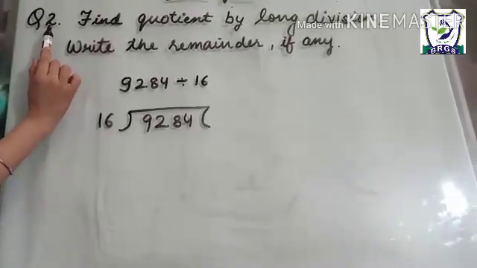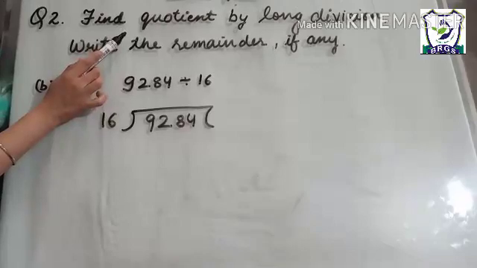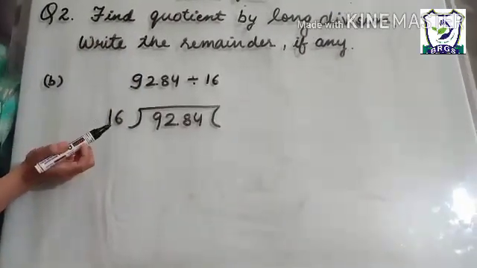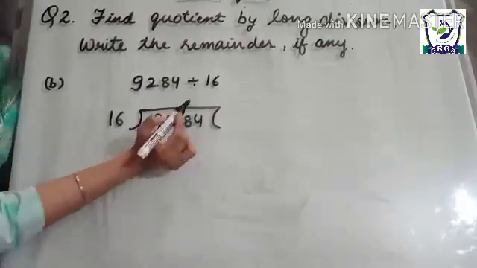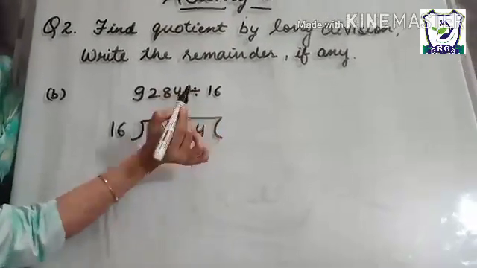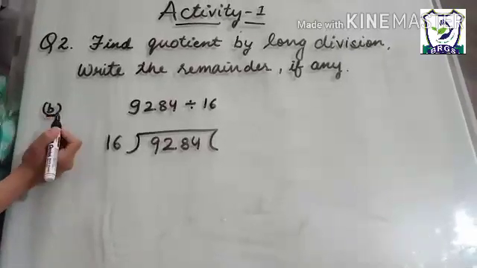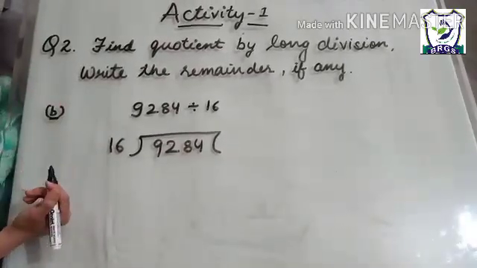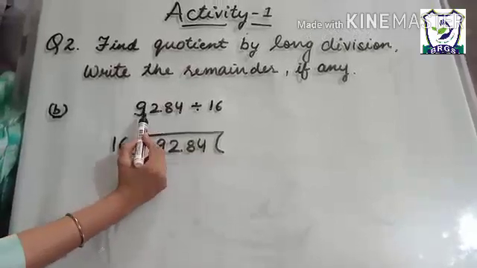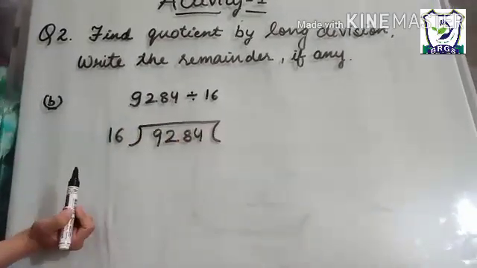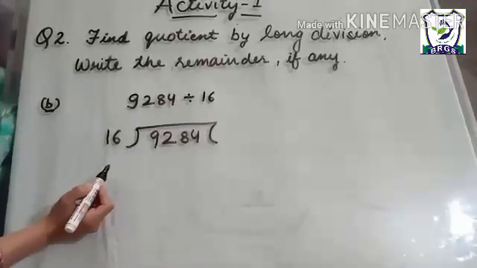Question number 2, students. Find the quotient by the long division and write the remainder if any. Students, we have gone through the concept of division in our previous videos. So I am taking one question as an example to explain you how we will do the division by the long division method. Here you are given 9284 divided by 16. Okay students, you have to do this question.